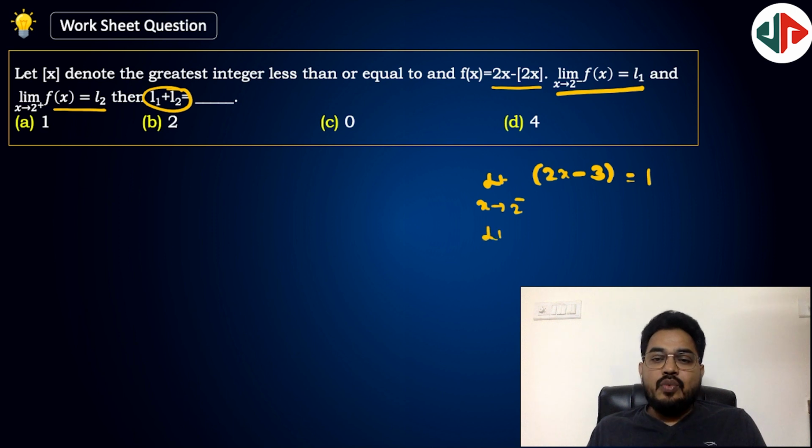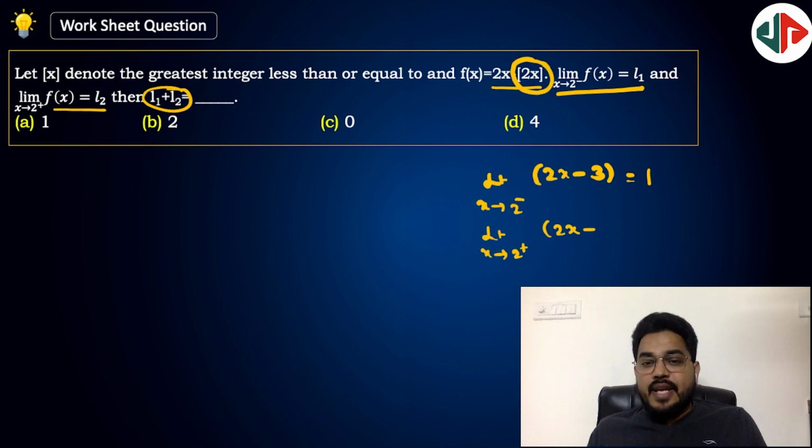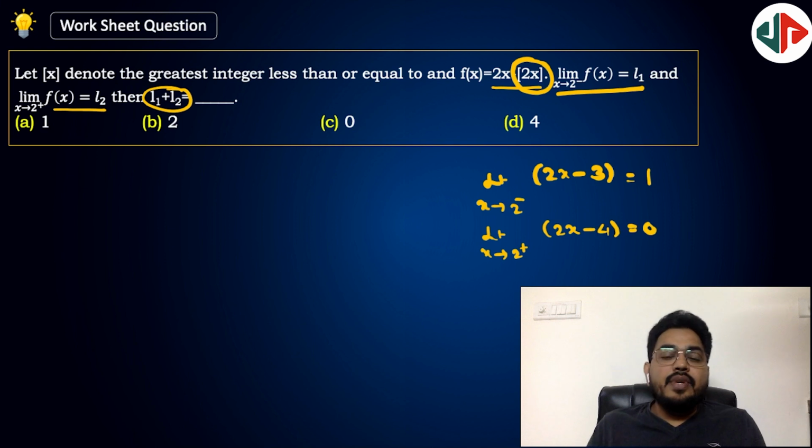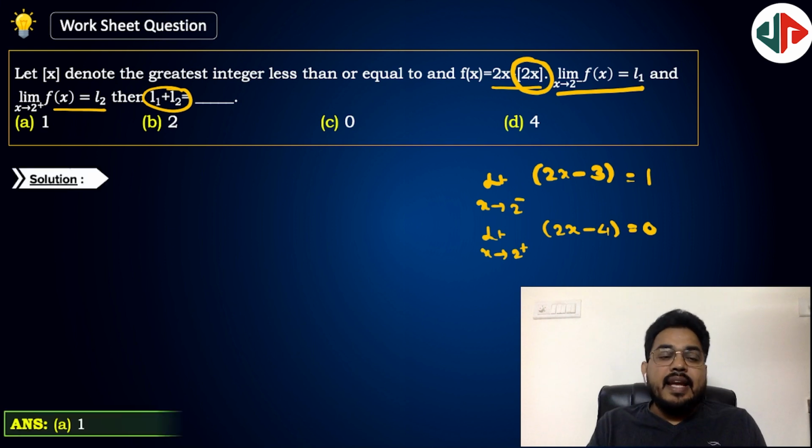And when you take limit x tending to 2 plus, for step of 2x, x is greater than 2, 2x is greater than 4, whose step value will be 4, so the answer is 0. So L1 is equal to 1, L2 is equal to 0, so L1 plus L2 is equal to 1.